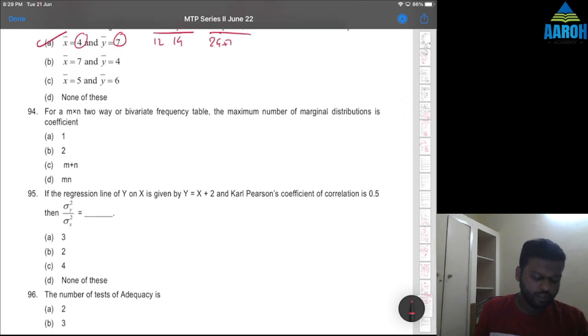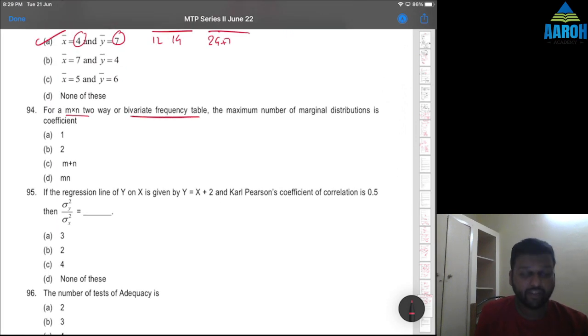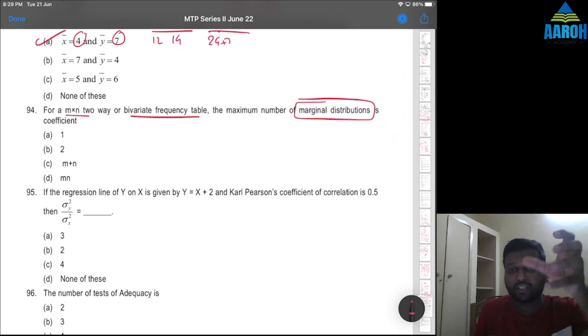Next, 94. For an m by n two-way or bivariate frequency table, the maximum number of marginal distributions is? Now, marginal distributions are the distributions of totals of x and y. So there are only two marginal distributions. Don't confuse it with conditional distributions. Marginal is the total distribution of x and y.